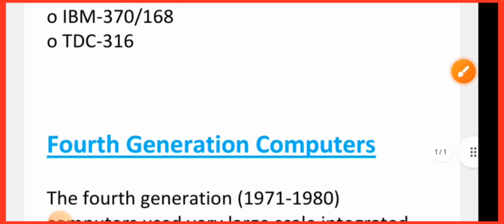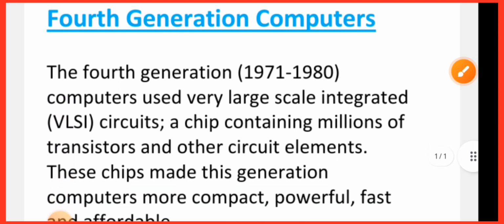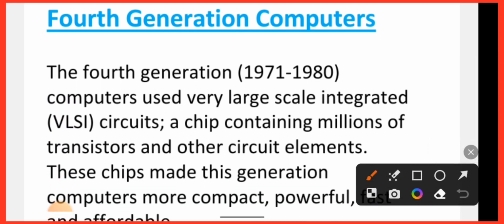And now we are going to discuss about the fourth generation of the computer. In the fourth generation of computer we replaced transistor and IC with very large scale integrated circuit.